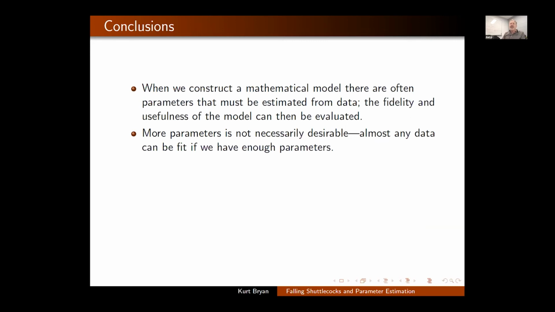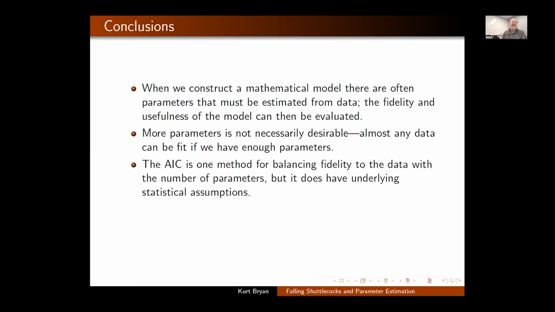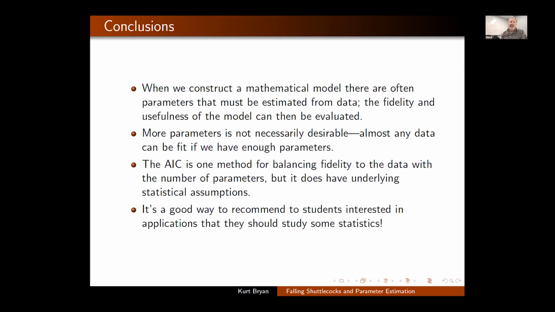This is an idea that comes up in machine learning as well. If you have a sufficiently complicated scheme, you can fit any data set at hand, but it doesn't mean it's going to do a good job at explaining data that you didn't include in your so-called training of the machine. The AIC is one method for balancing fidelity to the data with the number of parameters. But again, I use it as an excuse to tell students who are interested in mathematical modeling and applied mathematics and data that they should take a statistics course. So that's all I have to say.